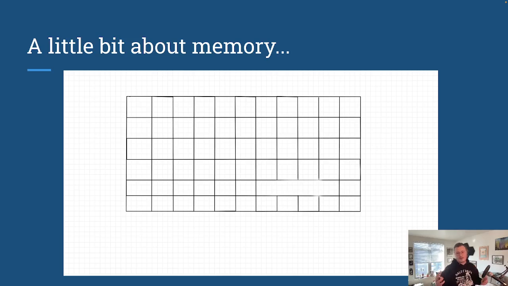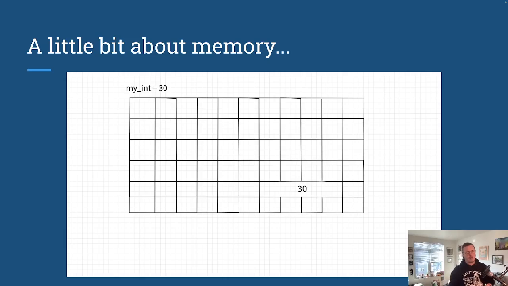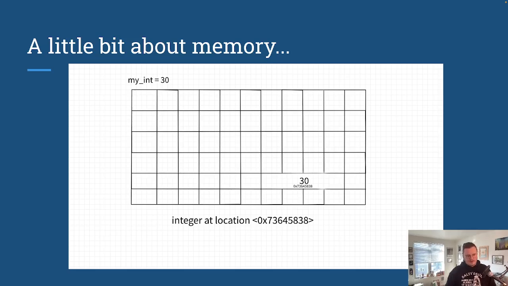All right, so we're going to say a little bit about memory. We've talked about this several times at this point. Think of memory as a bunch of computer boxes. If I say my integer equals 30, that's valid Python. It's obviously not valid JavaScript, but you get the idea. I declare a variable, I set it to 30, and it has a memory address somewhere, and it looks something along these lines.